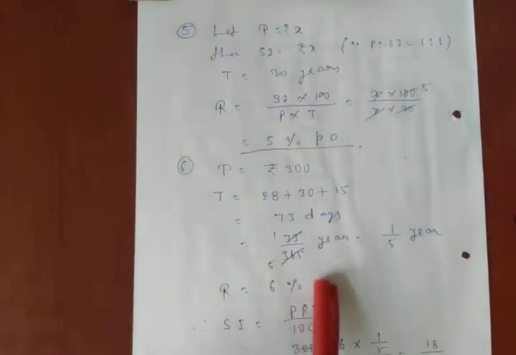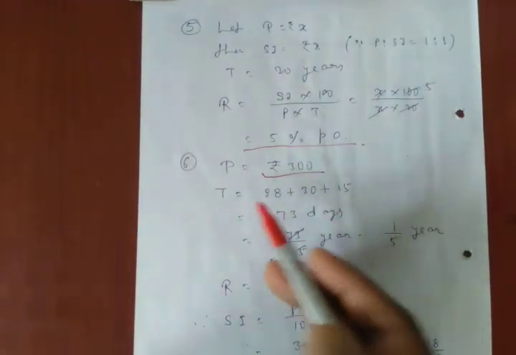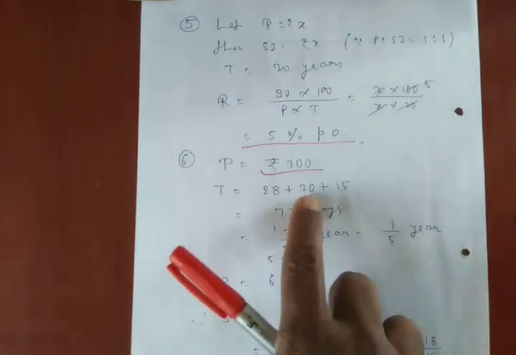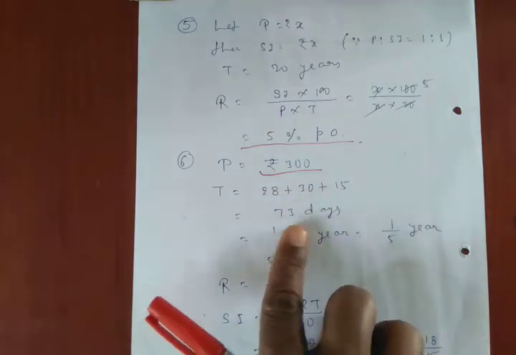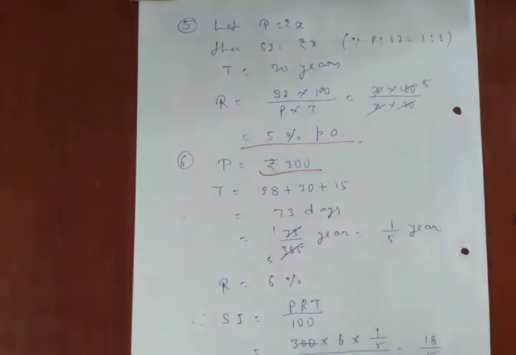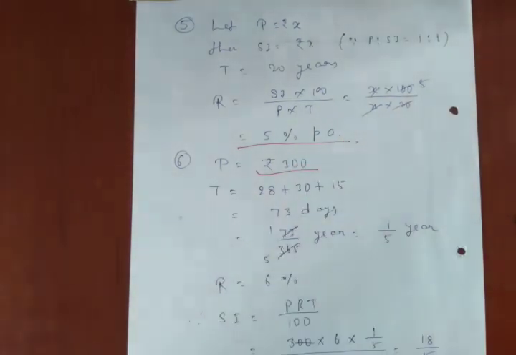And the last is number 6. Find the interest on rupees 300 from 3rd March to 15th May. Here, the principal is 300 rupees and the time is 28 days in March and 30 days in April and 15 days in May. So adding all these days, we will have 73 days here. So the time will be 1/5 years after converting, and then R equal to 6%, then SI equal to, after putting all the values, you will get 3.60 rupees. So this is the simple interest on rupees 300 for 73 days. So this is the answer.